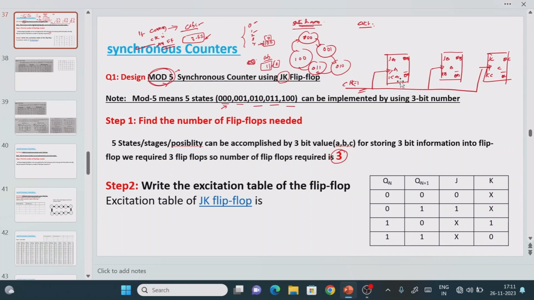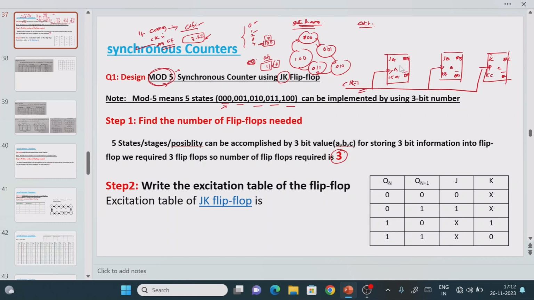Now this initial step is completed. If you want to change the count from this one to this one, this one to this one, then the moment the first flip-flop changes, at the same time the second and third outputs should also change. So we need to identify the circuit or logic that can produce the outputs at the same time. Here only 30% of the circuit is completed. The remaining 70% will be completed only when we find the expressions for JA, KA, JB, KB, JC, KC.